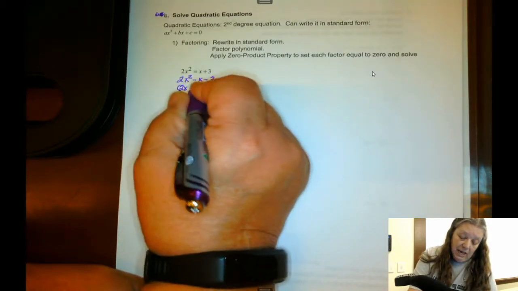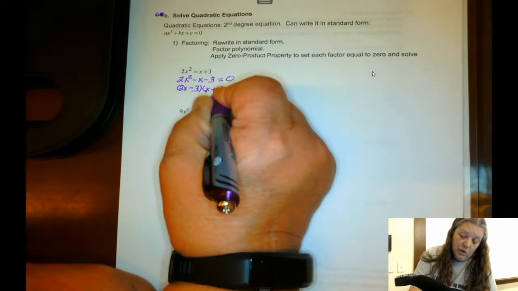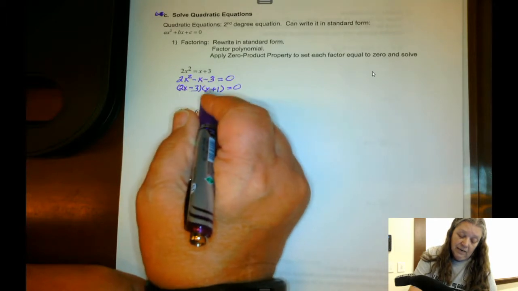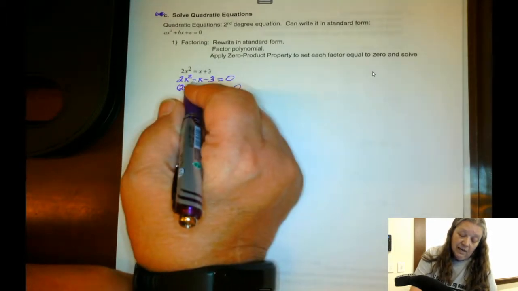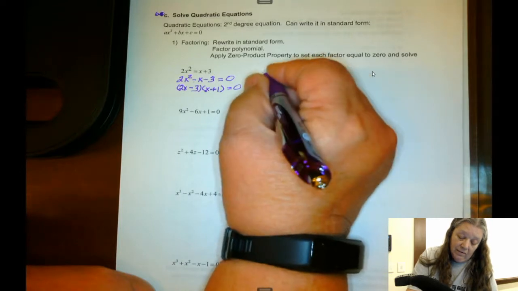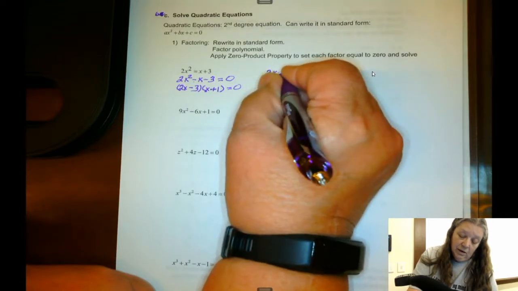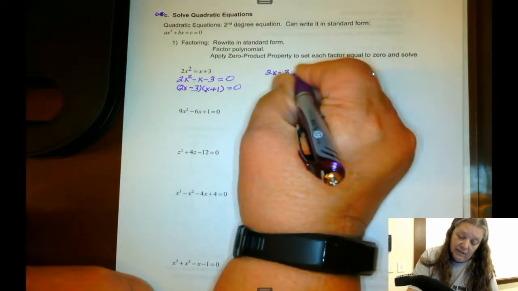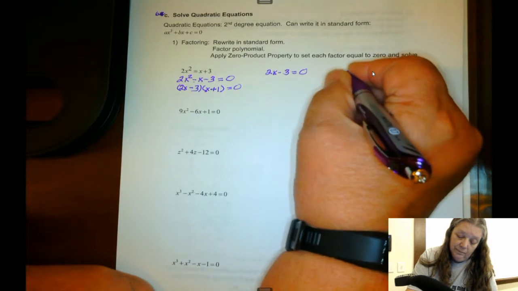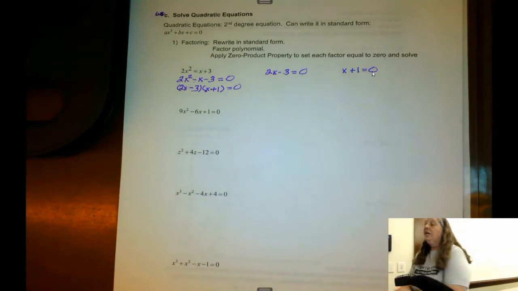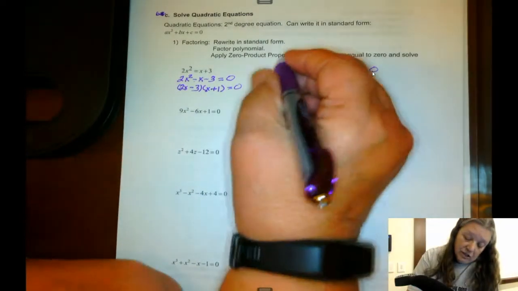So if we do a negative 3 and a plus 1, let's check that. 2x times 1 is 2x. Negative 3 times x is negative 3x. 2x minus 3x gives us the negative x, so we're okay. So we have it in fully factored form. So we go to the last step, which is to set each factor equal to 0. And then we work it like we just did for the linear equations.